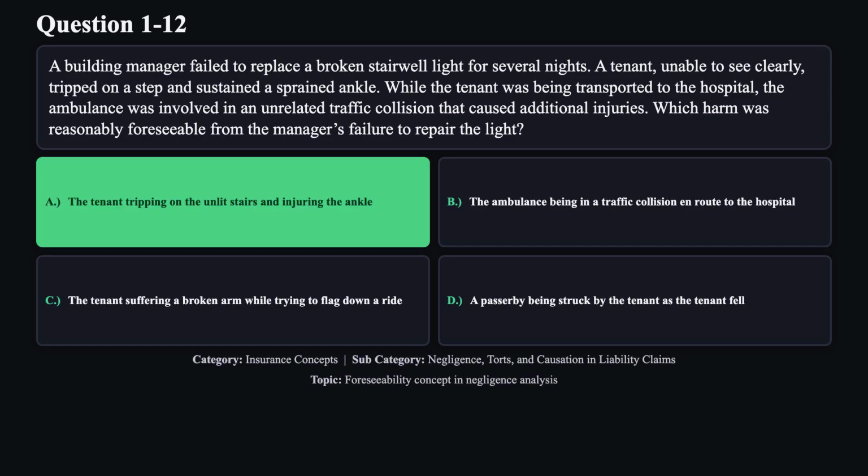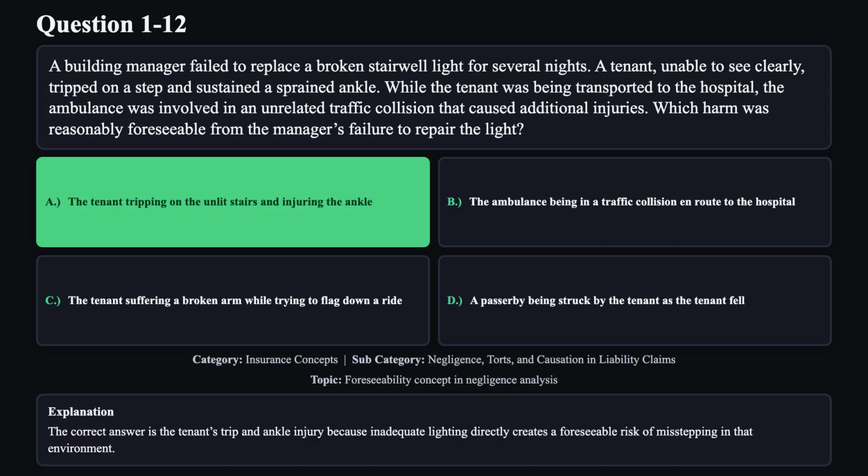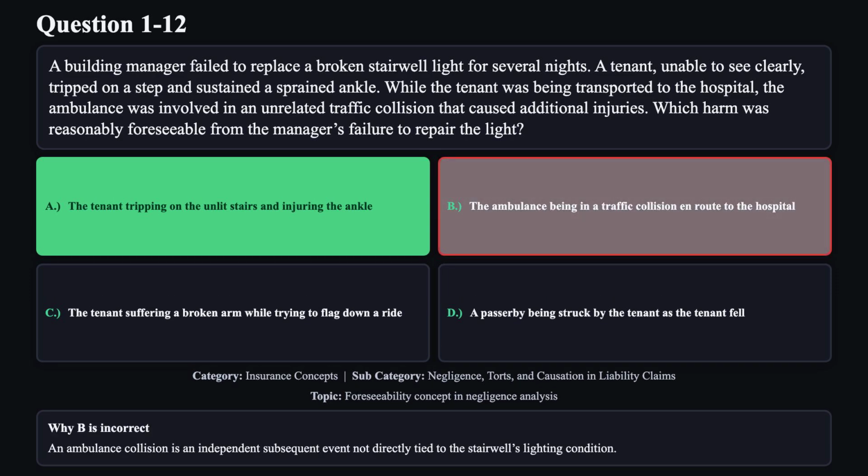The correct answer is A. The correct answer is the tenant's trip and ankle injury because inadequate lighting directly creates a foreseeable risk of misstepping in that environment. Reason B is not correct. An ambulance collision is an independent subsequent event not directly tied to the stairwell's lighting condition.